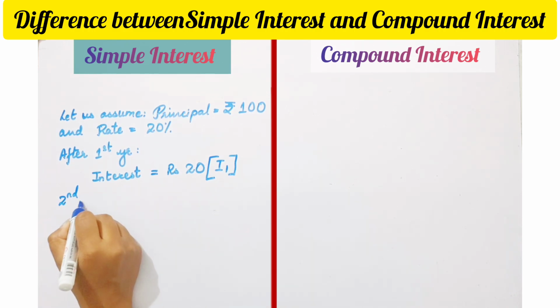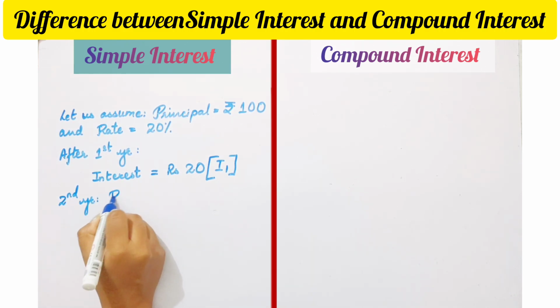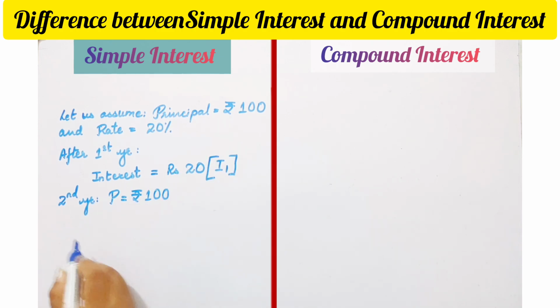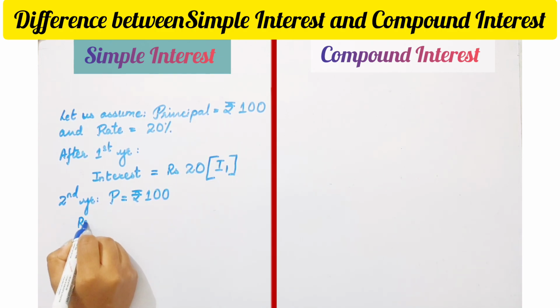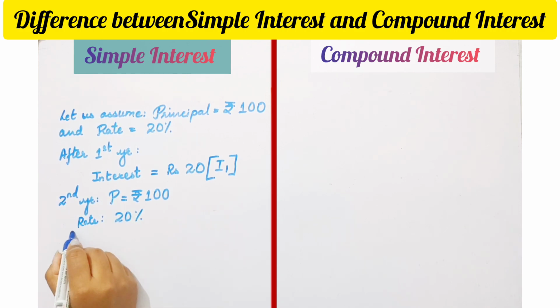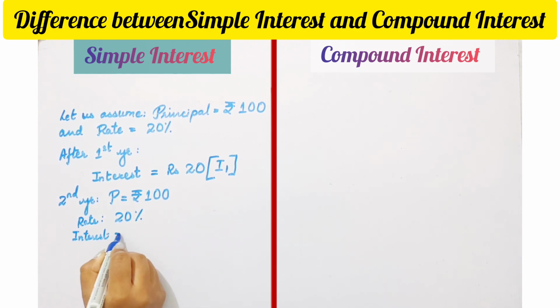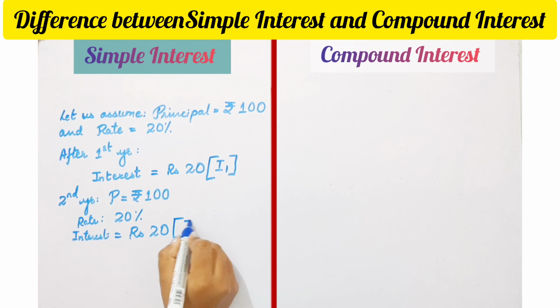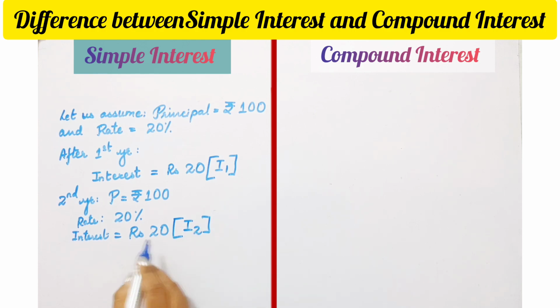In the second year, principal will again be rupees 100 and rate is the same, 20%. So interest, 20% of 100 is 20. Again, let us write this I2, which is the interest at the end of the second year.